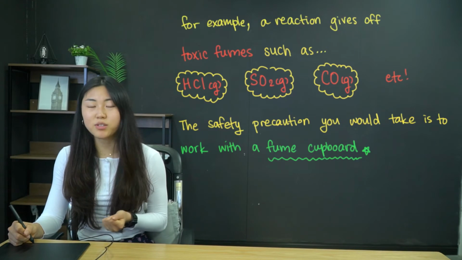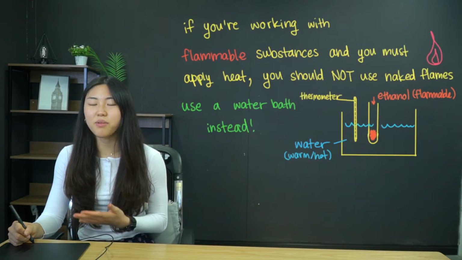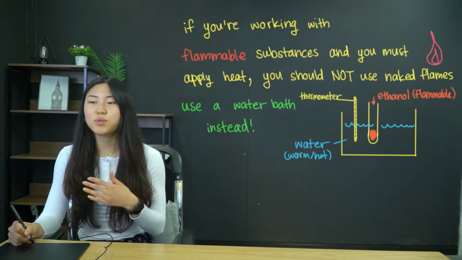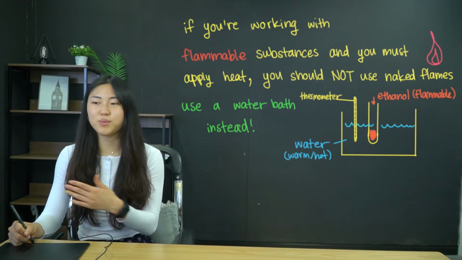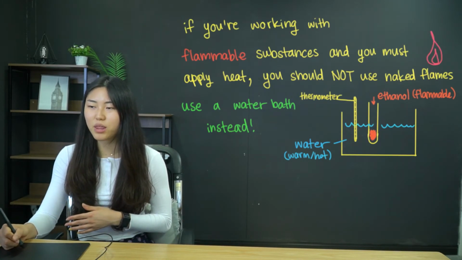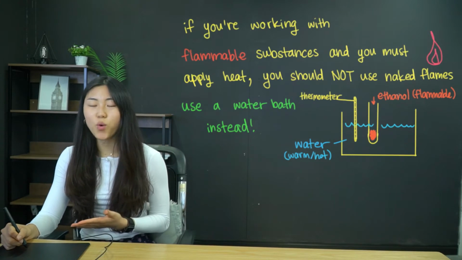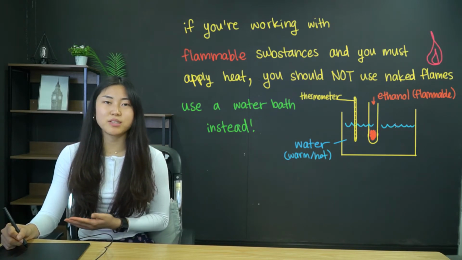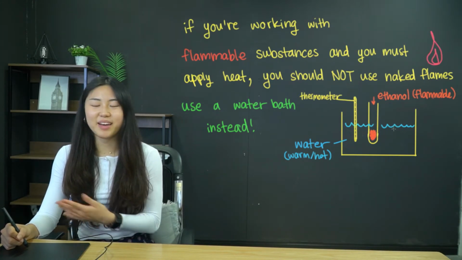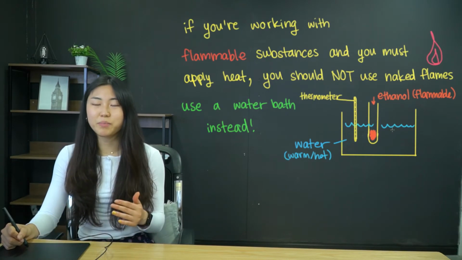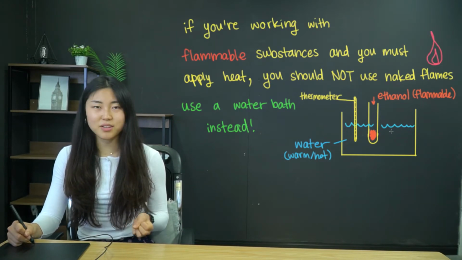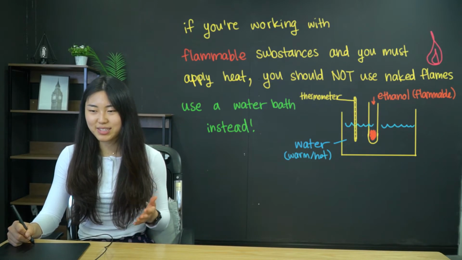And if you're working with flammable substances and you must apply heat to that kind of substance, you should not use naked flames to heat them. You can use a water bath instead, okay? Because with a water bath, the flammable substance will not catch on flame. So in this example, we have ethanol, which is flammable. You might have to warm this ethanol to be used, for example, testing for halides with silver nitrate. You don't have to know this right now at this level, but sometimes you have to heat ethanol to a certain temperature, but if you use naked flames to do this, it can catch on fire and you might be hurt, the risk is increased.